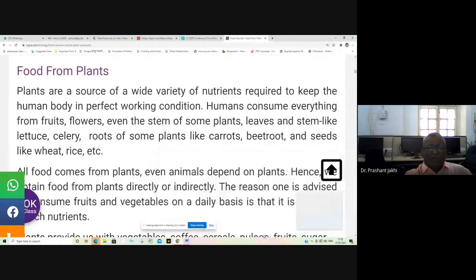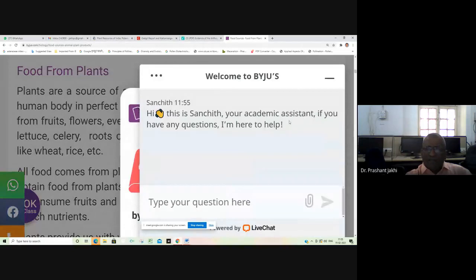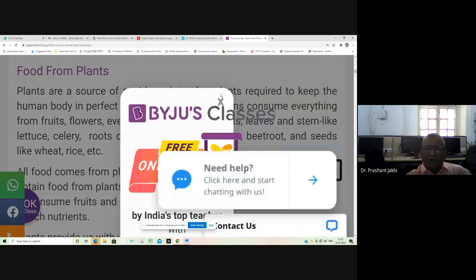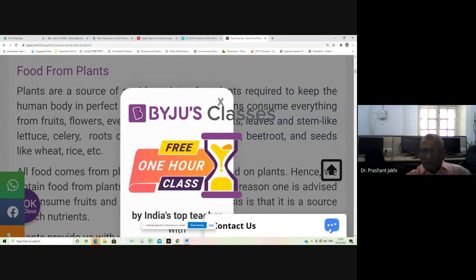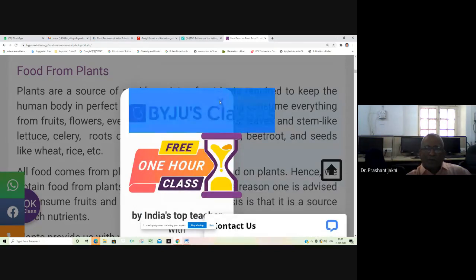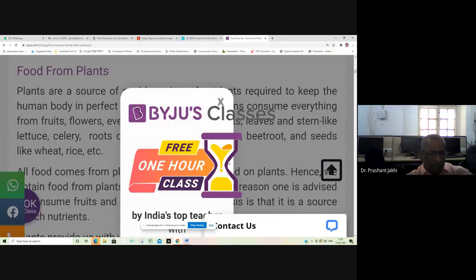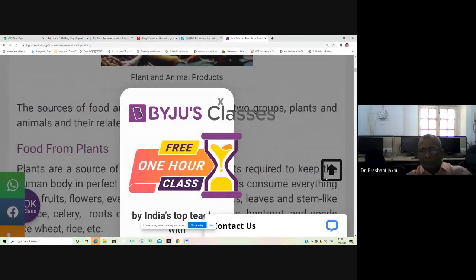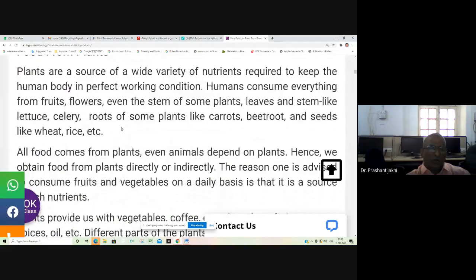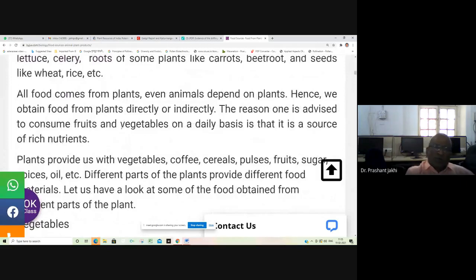Now, as far as food from different plants is considered, so, a variety of different types of food sources which we are going to use. All food comes from plants. Even animals depend on plants. Hence, we obtain food from plants directly or indirectly.